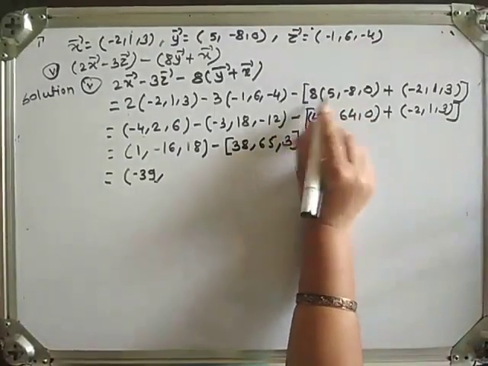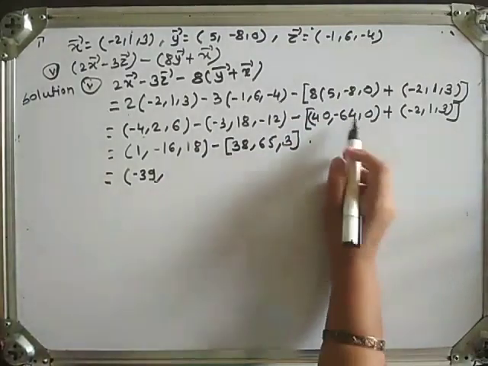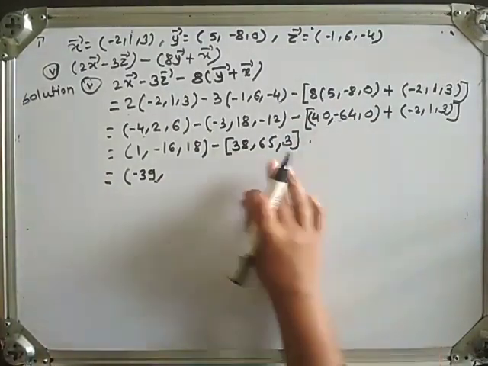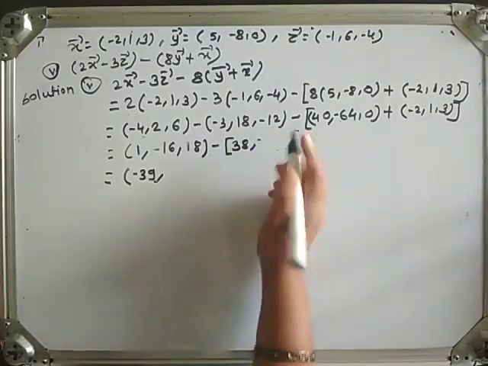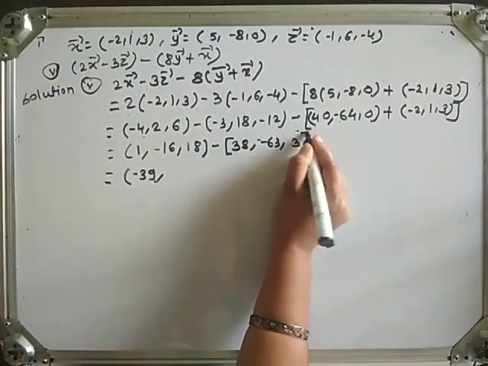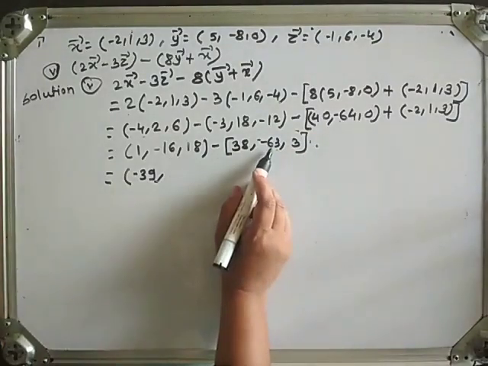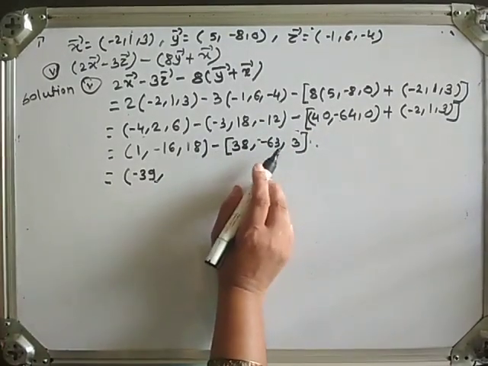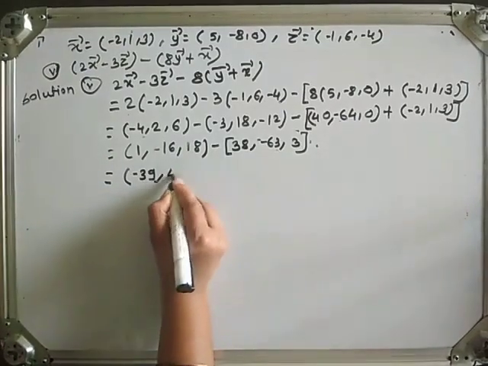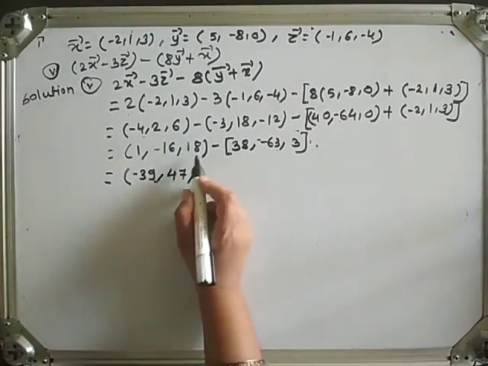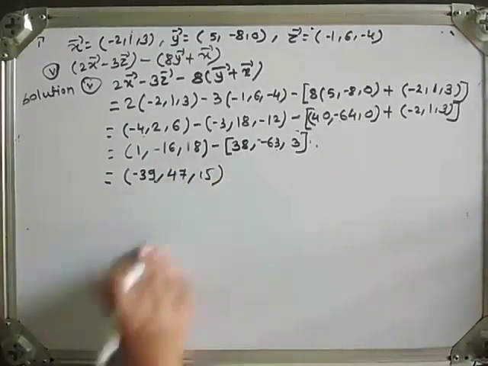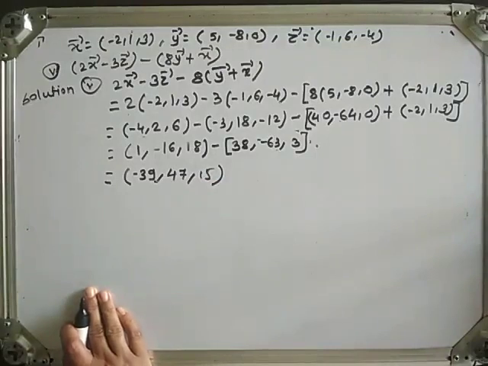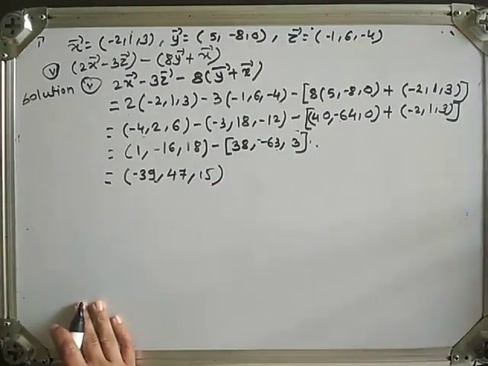Sorry, here it is 8 into minus 8 is minus 64. Therefore, minus 64 plus 1 is minus 63, comma 3. Now, see here, this minus minus becomes plus. Therefore, 63 minus 16 is 47 and 18 minus 3 is 15. Here the solution of the first problem is complete. Now we will see the second example.